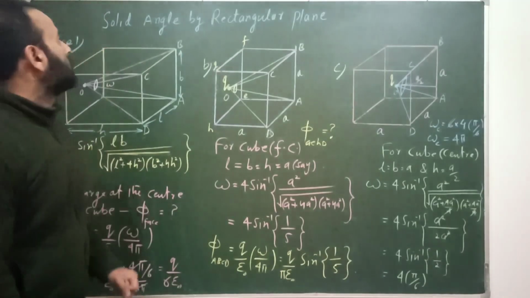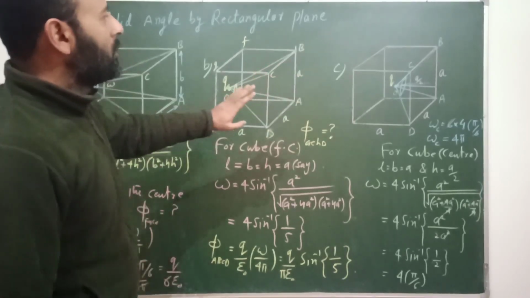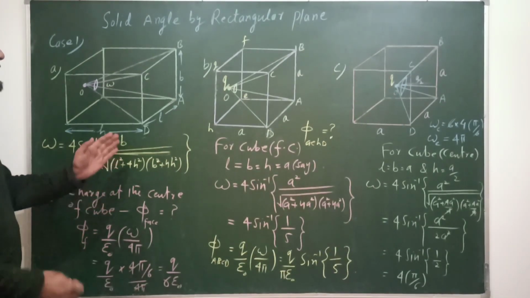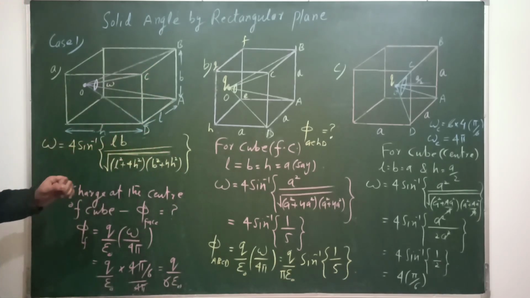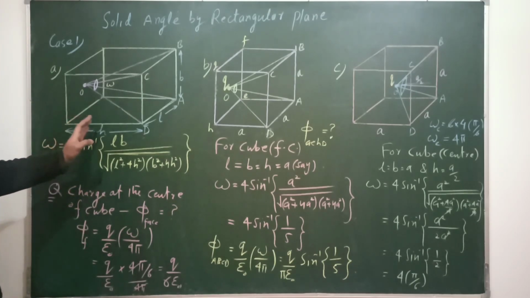We will see what is the solid angle subtended by a rectangular plane. Till now we have seen the solid angle subtended by various surfaces. So let's see what is the solid angle subtended by a rectangular plane and the square plane, right? Okay, I have taken here a cuboid.